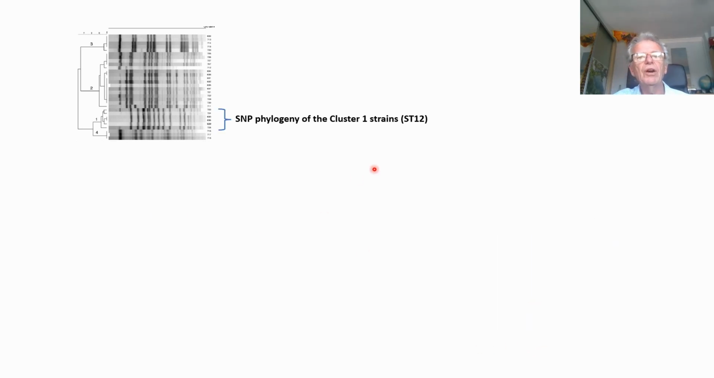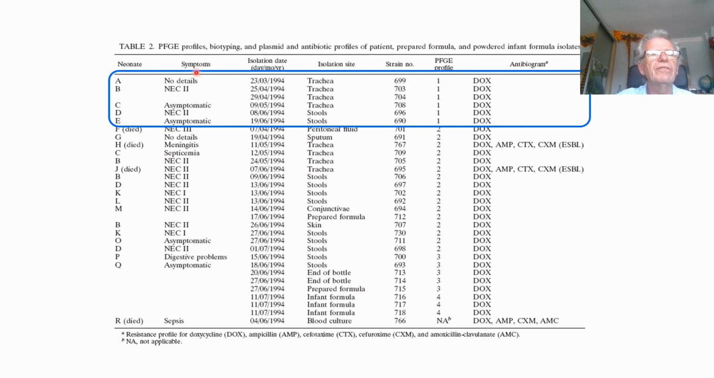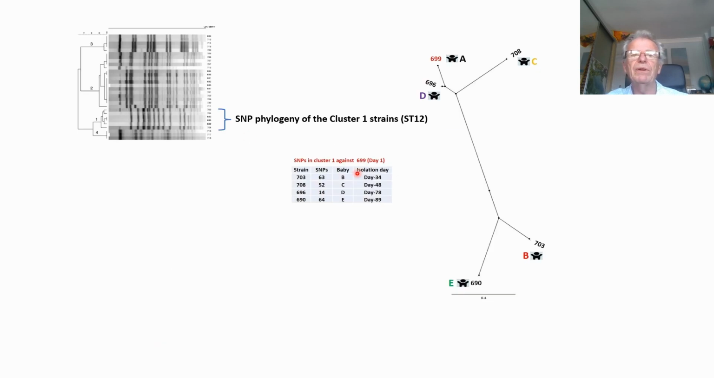If we just focus on the ST12 strains, it's these strains here. Look at this phylogeny. They're the strains where 2 of the babies had necrotizing enterocolitis, and some were asymptomatic. We don't have any deaths. For the first baby, we don't have details, but that particular outbreak has gone from the 3rd month through to June. So we've gone from March to June. And when we do the SNP analysis, we can see we've got 3 strains which are similar up here and 3 here. And the SNP differences are quite large, quite significant.